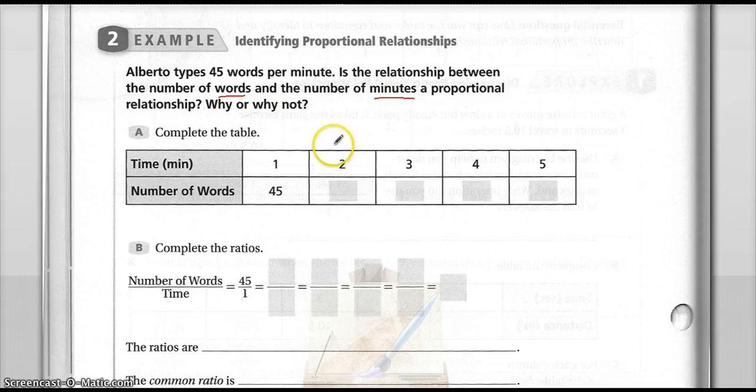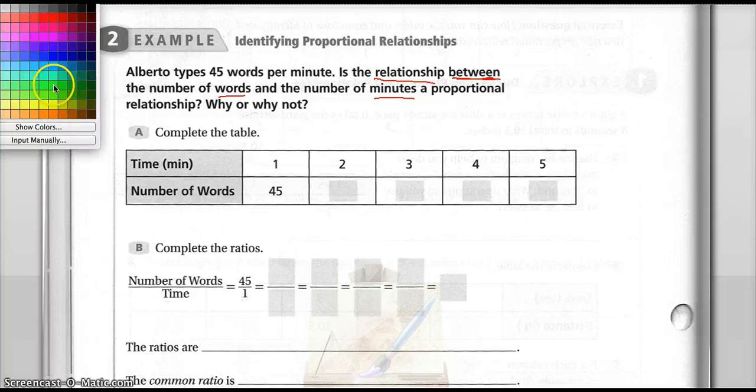Why or why not? Okay, so when they're asking you about the relationship between something, they will tell you the order. Basically, you just need to look at this order to know which number goes on top and which number goes on bottom. So this is what I'm talking about here.